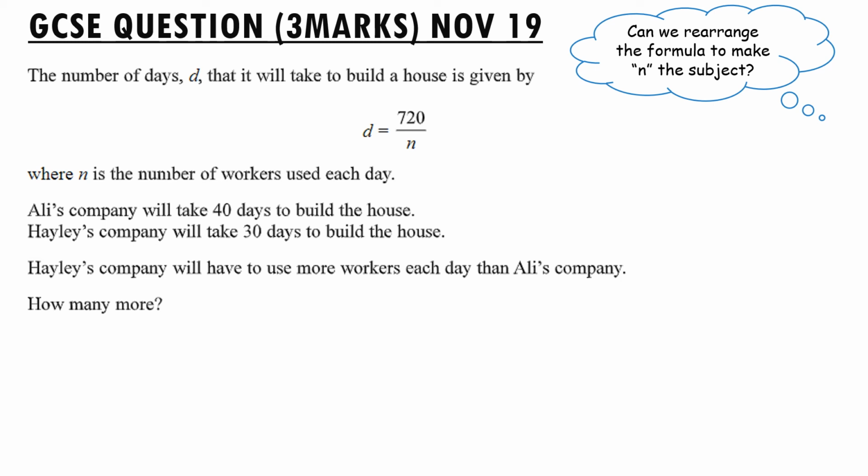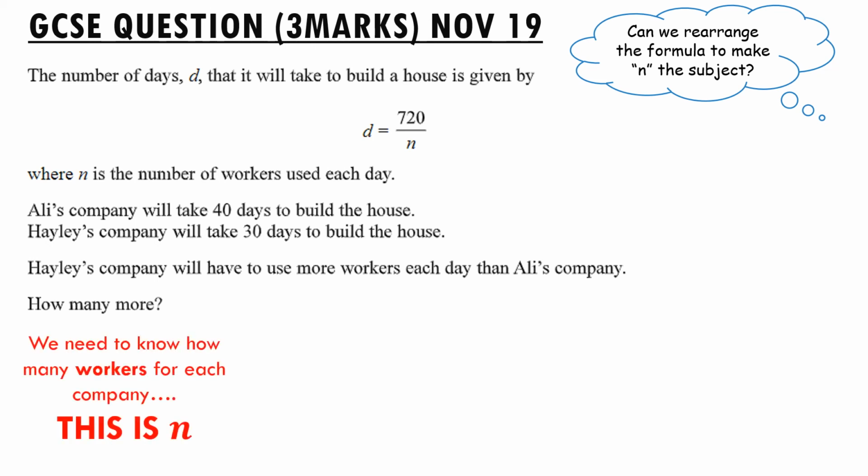Okay, so hopefully you've had a go at least trying to do something on this question. What we need to think about here is what the question's actually asking you to do. We need to know how many workers there are for each company, and it says in the question that n is the number of workers used each day. So what we really need to do is get n to be the subject, like I said in my hint, because then you can start substituting numbers into that formula and figuring out how many workers there are.